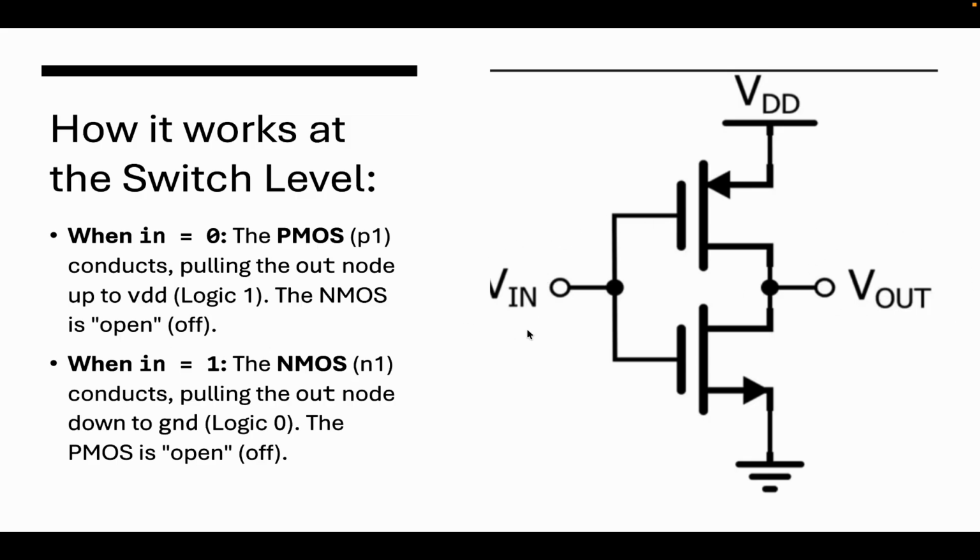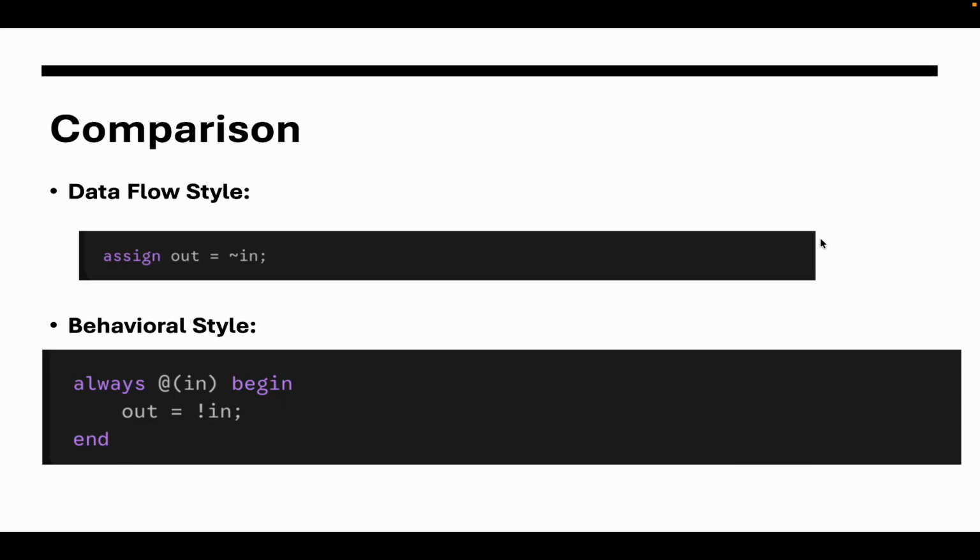In case Vin is 1, the 1 goes here, and this circuit has 0. So this becomes an open circuit. So the output is connected to the ground, pulling the out node down to the ground, and we'll get logic 0. The PMOS is off. That means the PMOS is open, and Vout will be equal to 0. That is how inversion works.